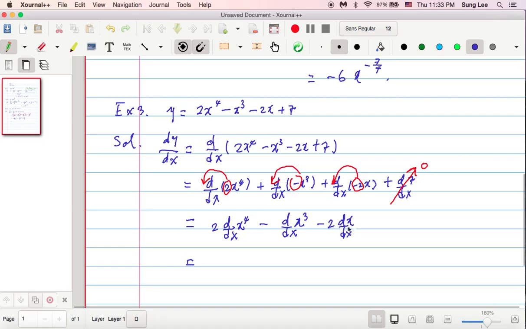Now for each one of them, you just need to apply the power rule. So 2 times the derivative of x to the power 4 using the power rule becomes 4 times x cubed, minus 3 times x squared, and then dx by dx. That's actually interesting. It looks like dx divided by dx, which gives us 1, but actually it coincides with that; this is not actually a division.